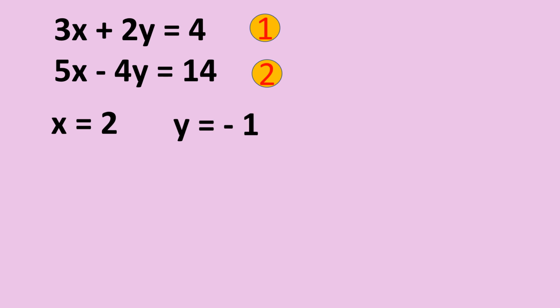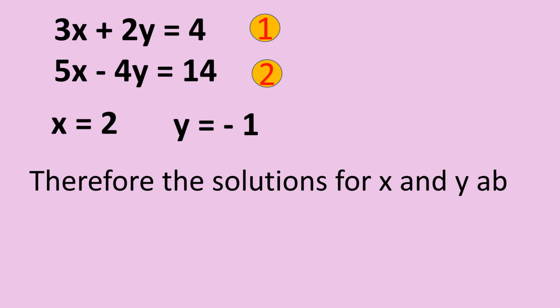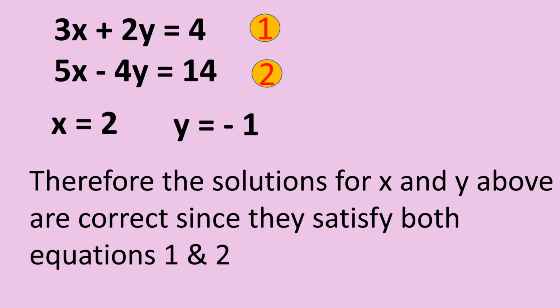So what we have now is 3x plus 2y is equals to 4 and 5x minus 4y is equals to 14. And we have solved for x to be equals to 2 and y is equals to minus 1. We can confidently conclude that the solutions for x and y above, that is where x is equals to 2 and y is equals to minus 1, satisfy both equation 1 and 2, and therefore they are correct. Thank you.